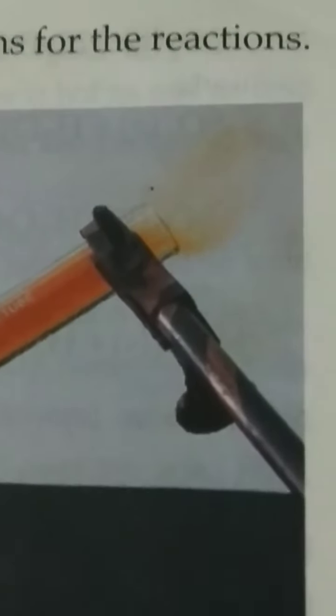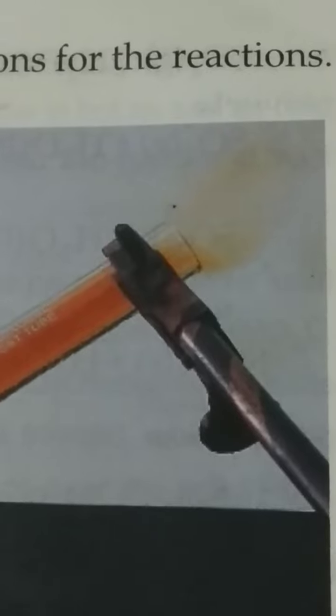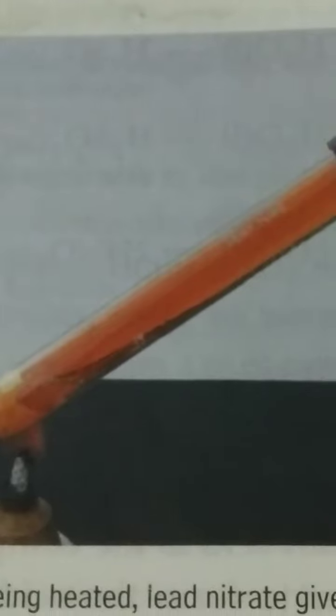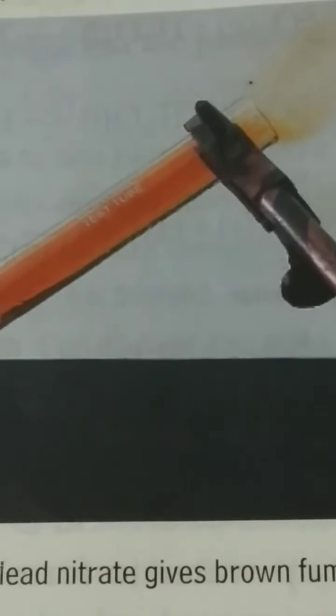You can see in this picture that brown color fumes are coming out from the test tube, which shows that nitrates undergo thermal decomposition, forming nitrogen dioxide brown color fumes with oxygen.